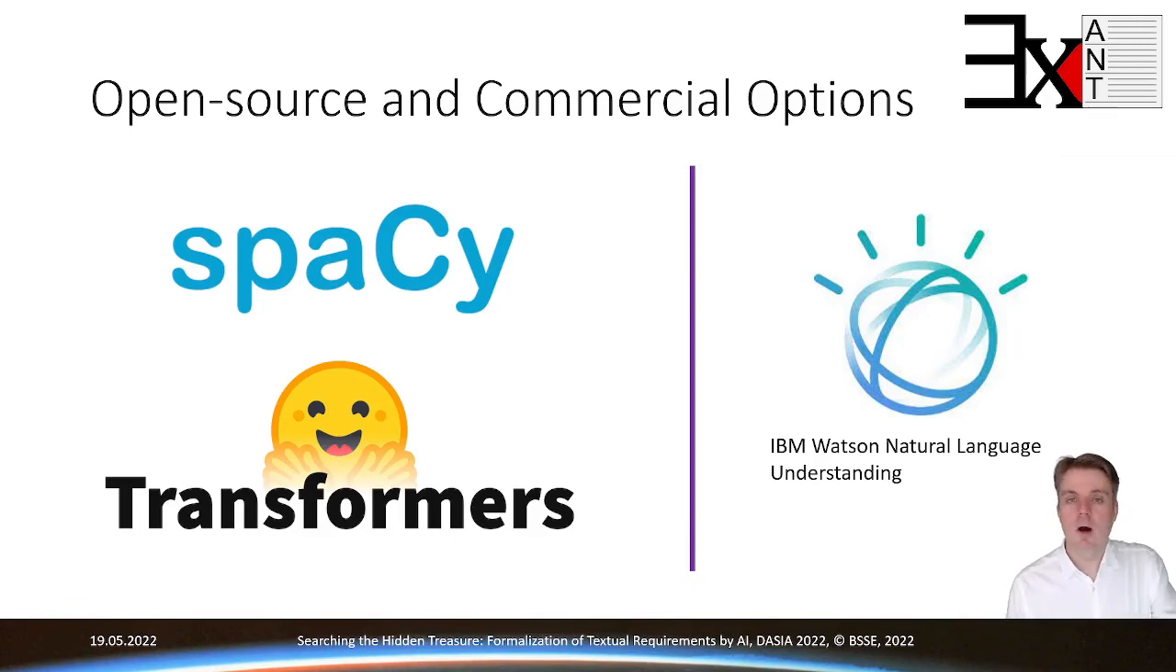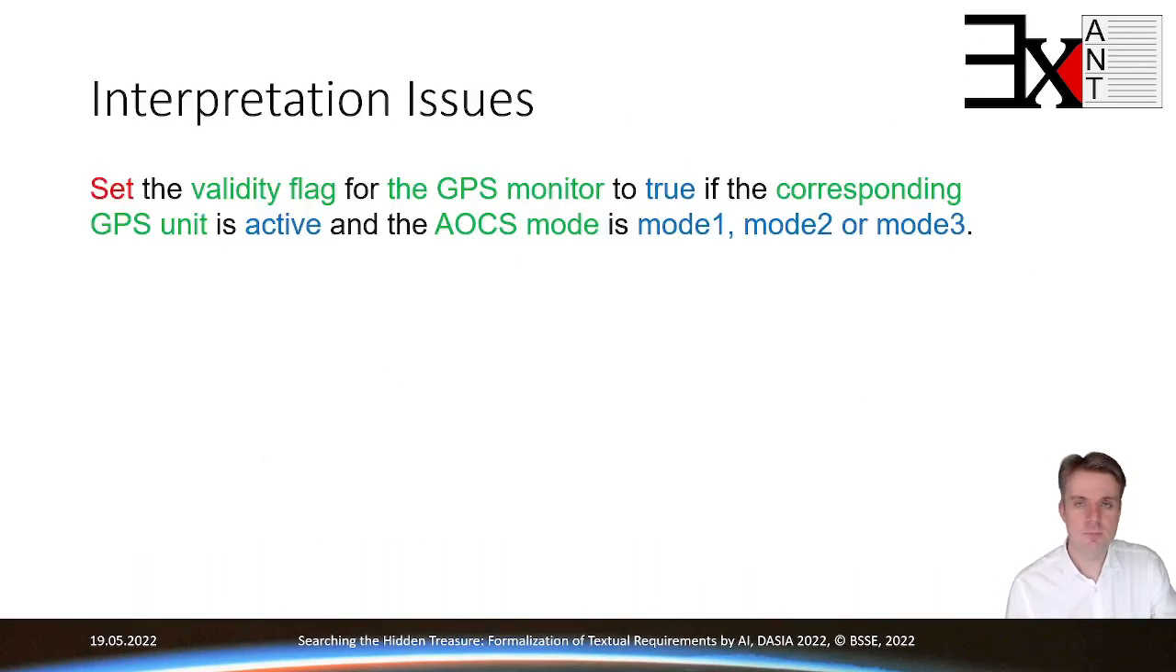There are several options available for doing that, and we will be looking at both open source and commercial options, such as spaCy and Hugging Face transformers on the open source side, and IBM Watson Natural Language Understanding on the commercial side. And what we will have to deal with is probably interpretation issues. These are the issues of ambiguity in natural language.